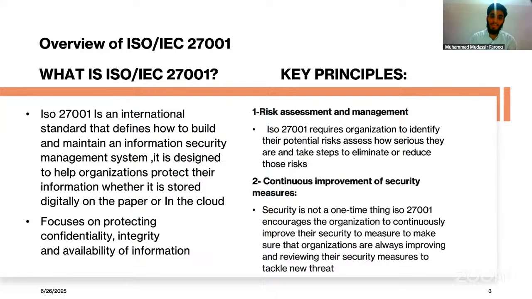One of the key principles of ISO 27001 is that it requires the organization to identify their potential risks, assess how serious these risks are, and take steps to eliminate or reduce those risks. Another key principle is continuous improvement of security measures. We have to continuously improve our security measures, because security is not a one-time thing. ISO 27001 encourages organizations to continuously improve and review their security measures to tackle new threats.